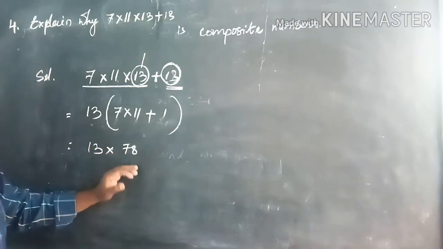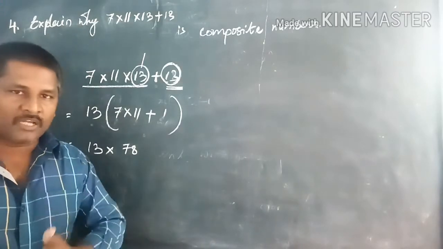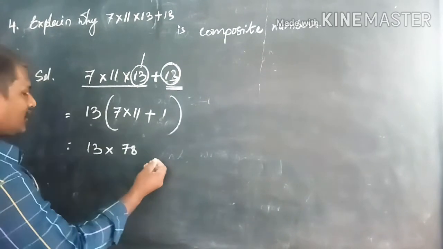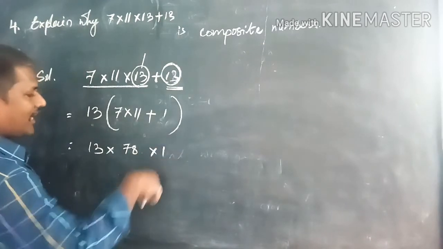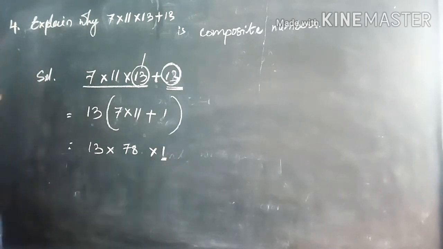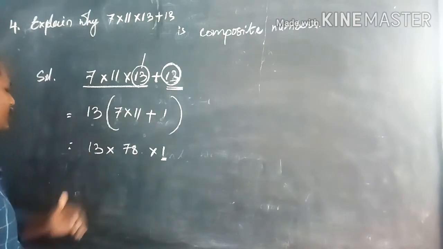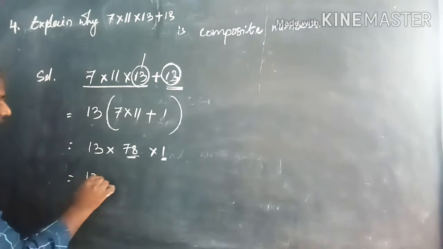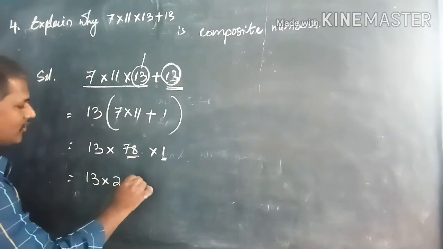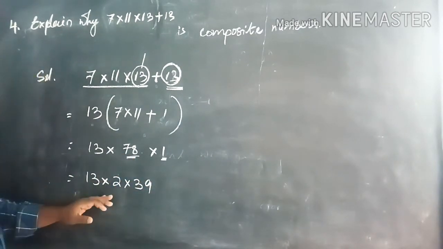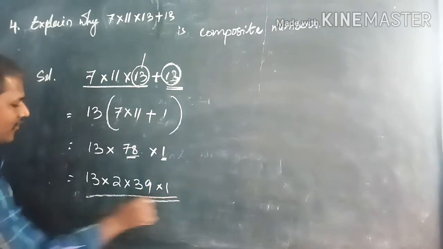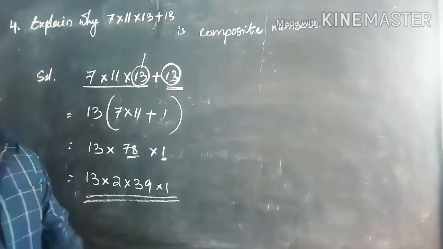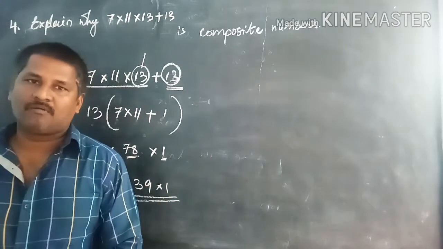A composite number means it has more than 2 factors. This number has 1 as a factor, because 1 is a common factor of all numbers, and 78 by prime factorization is 2 into 3 into 13, or 2 into 39. So you have got that the number has more than 2 factors. Therefore this number is a composite number.